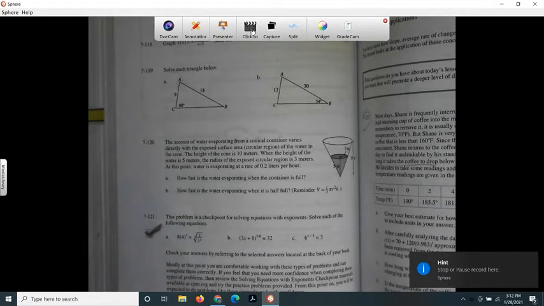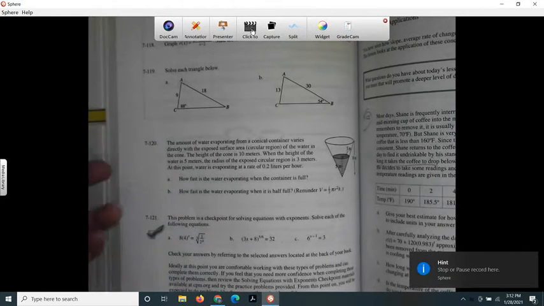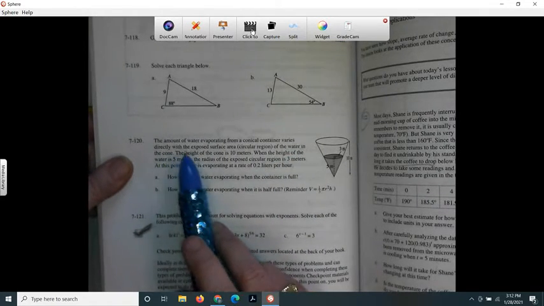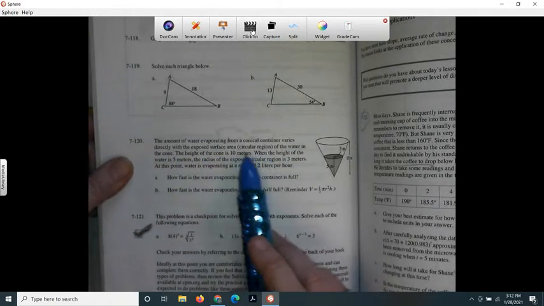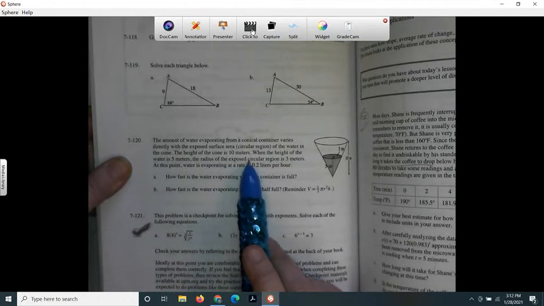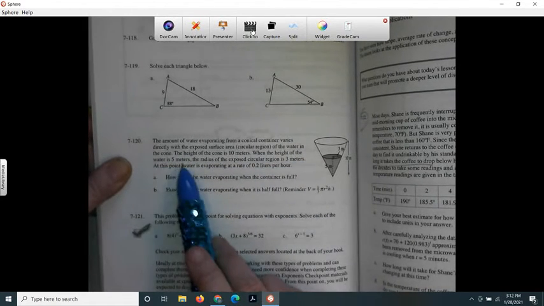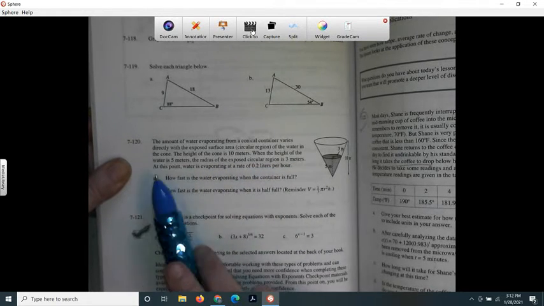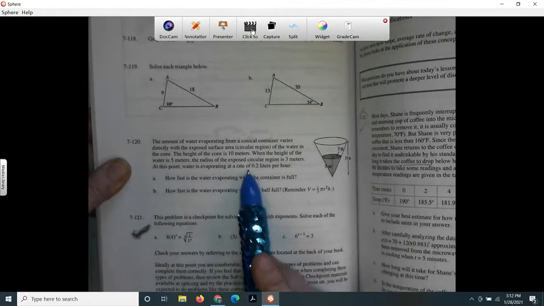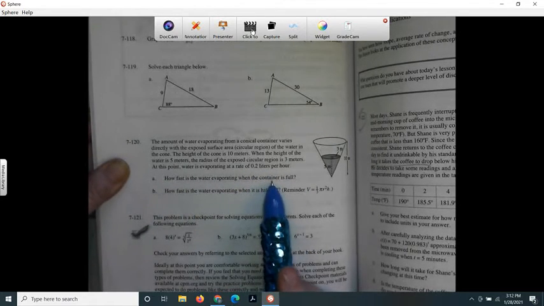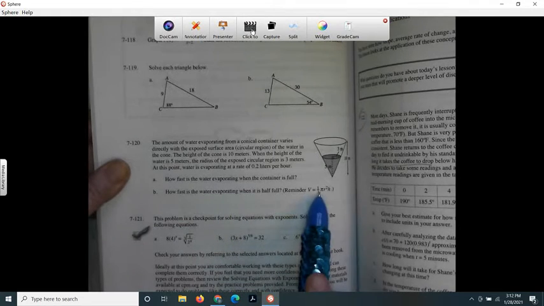Here's pre-calc, problem 7-120. It says the amount of water evaporating from a conical container varies directly with the exposed surface area of the water in the cone. The height of the cone is 10 meters. When the height of the water is 5 meters, the radius of the exposed circular region is 3 meters. At this point, water is evaporating at a rate of 0.2 liters per hour. How fast is the water evaporating when the container is full? And then how fast is the water evaporating when it's half full?